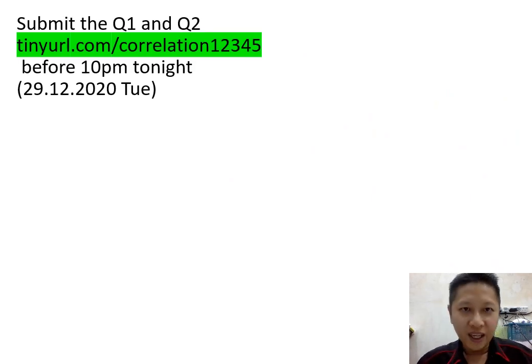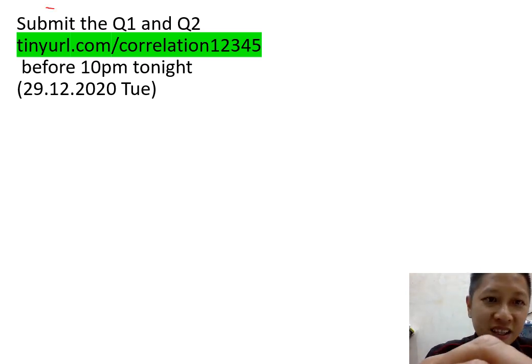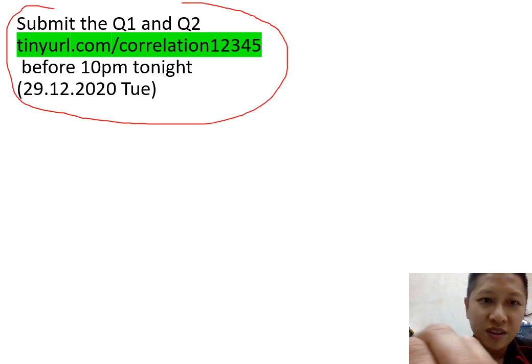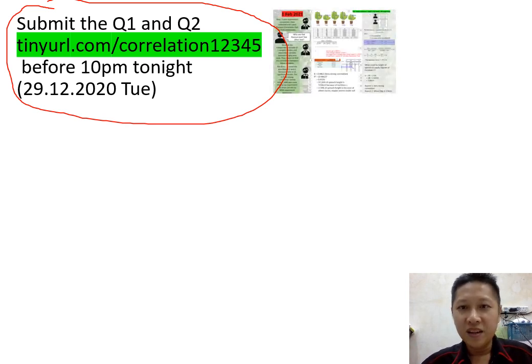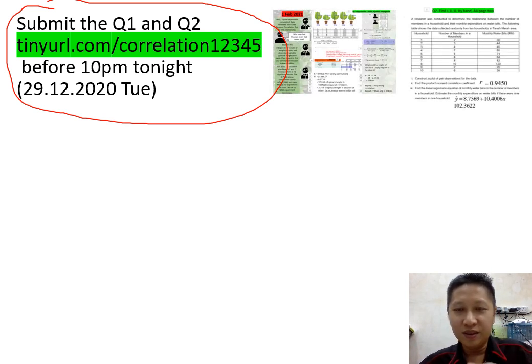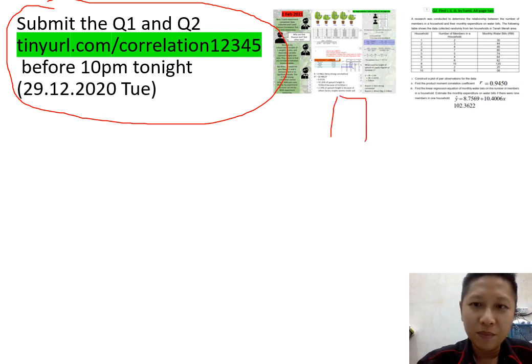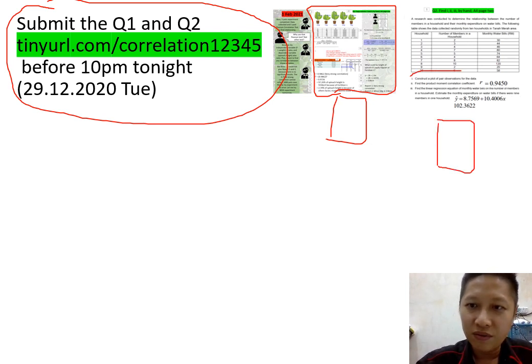Okay, that's all for the project. Before we wrap up, there are two big things that you need to do this week and after 2 weeks' time. The first one is to submit Q1 and Q2 through the link here, tinyurl.com/collaboration12345, before tonight 10 p.m. You have your A4 paper, and you need to copy these two sections, and then on the second A4 paper, you're going to solve this one.